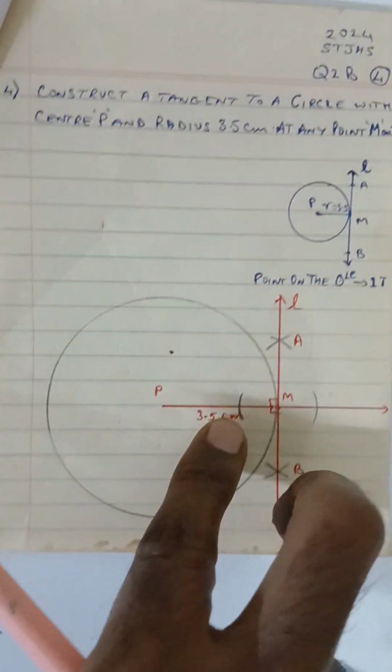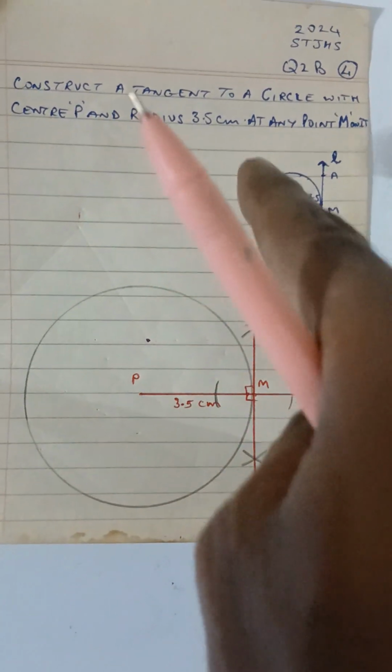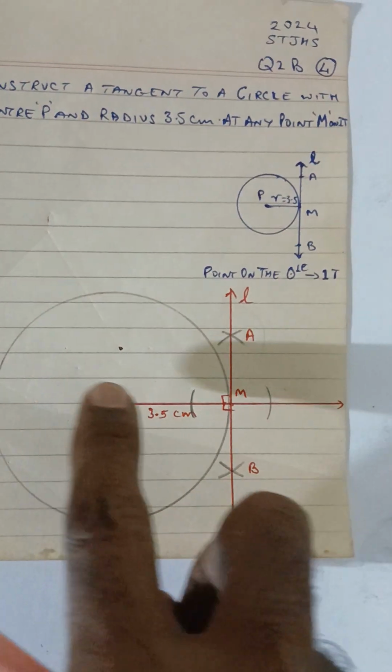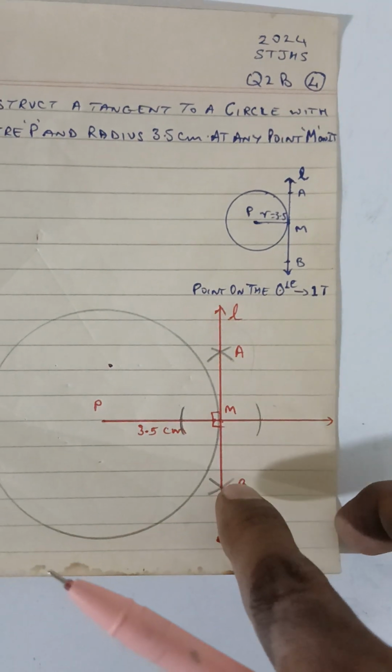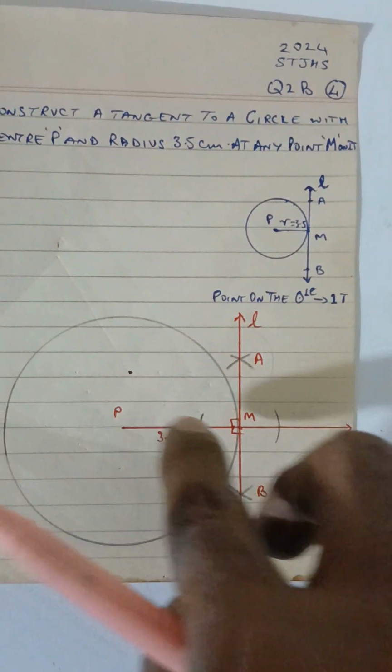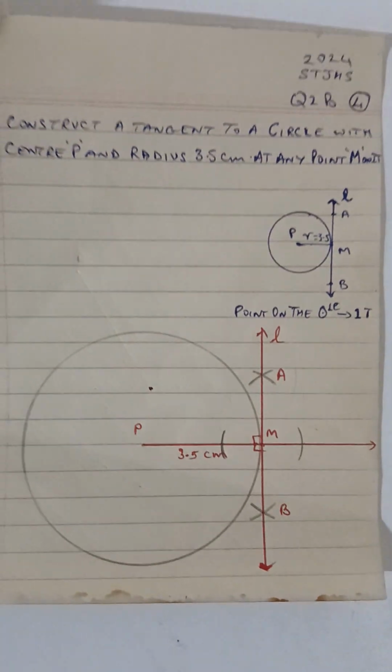From either arc, join those arcs, and a perpendicular is drawn, that line L having segment AB in between. So at point M, the line is perpendicular, and this is the tangent.